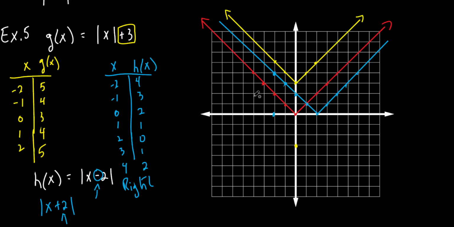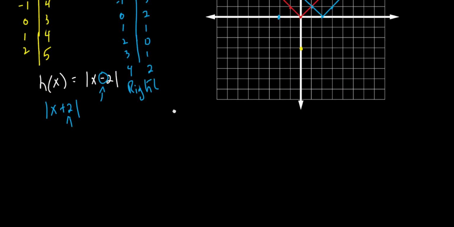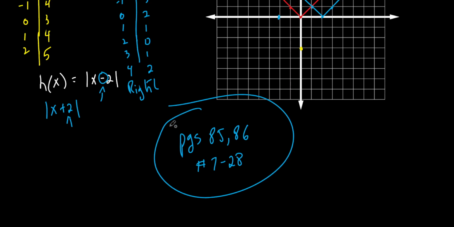Now, you should be able to do most of these. I only missed one example, so let me assign the homework. Oh, I don't have it on my paper. I do have it on the, what is it? 7 to 28. All right, let me see. Page 85 and 86. Pages 85 and 86, number 7 to 28. You should be able to do most of those. There may be a couple at the end that we didn't hit.